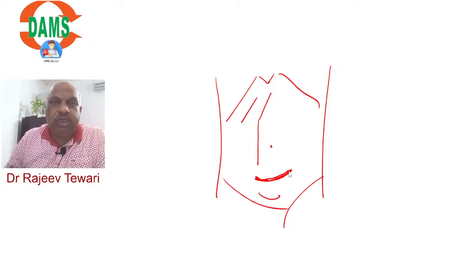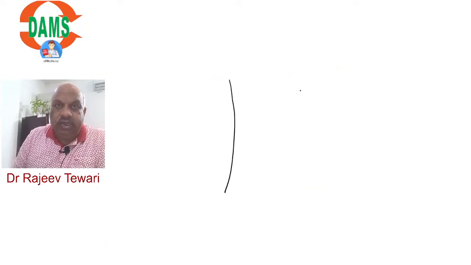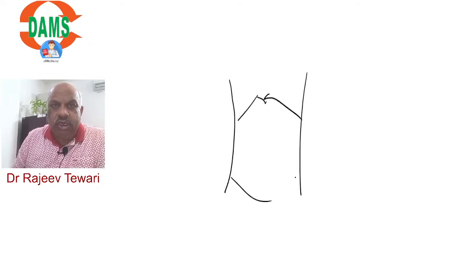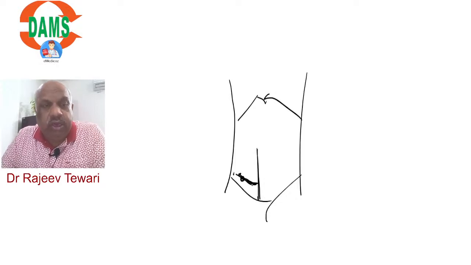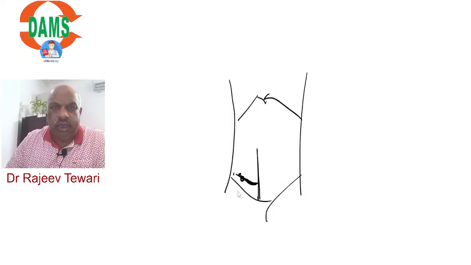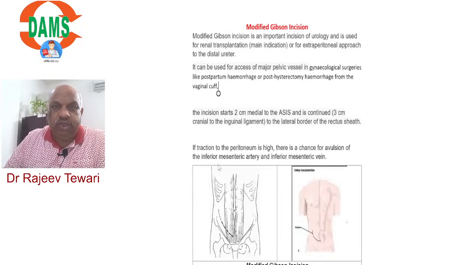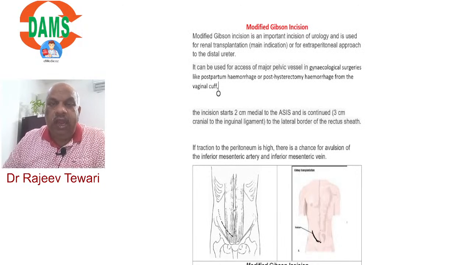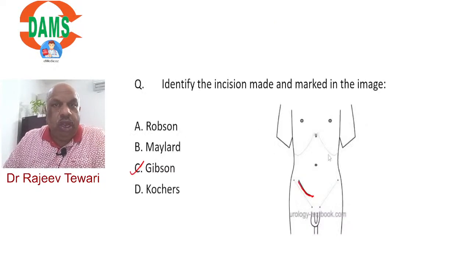And the Gibson incision made here is the most preferred incision for renal transplant. Basically, we start the incision 3 centimeter medial to the ASIS, 2 to 3 centimeter above the inguinal ligament like this, up to the lateral border of rectus. This is a very good incision to reach the lower ureter, for renal transplant and some gynecological surgery. So this is a Gibson incision, and they have asked the question, giving an image, what incision is this? Of course, it was a Gibson incision.